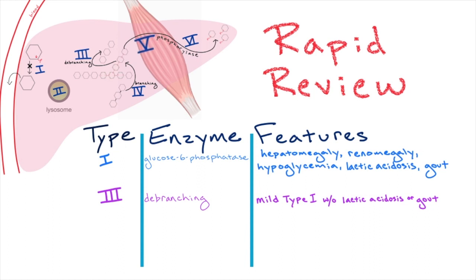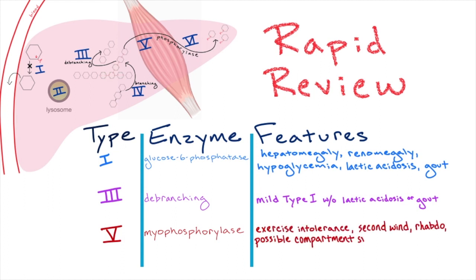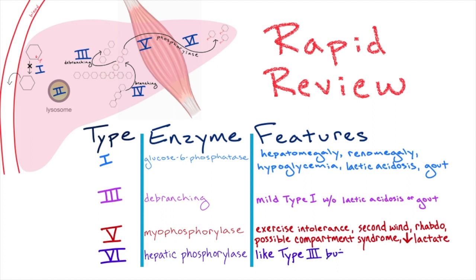Type 5, muscles can't use their glycogen stores. Exercise requires alternative forms of energy like lipids, amino acids, or your own muscle. Delivery of alternatives leads to a second wind, but rhabdo causes kidney damage, electrolyte disturbances, maybe compartment syndrome. Low lactate due to low glycolysis. Type 6, same enzyme as type 5, but in the liver. Similar presentation to type 3, but Hers disease should be called His disease because it's the only X-linked recessive GSD, with all the others being autosomal recessive.